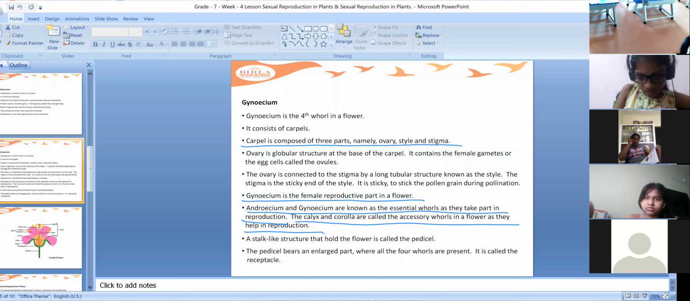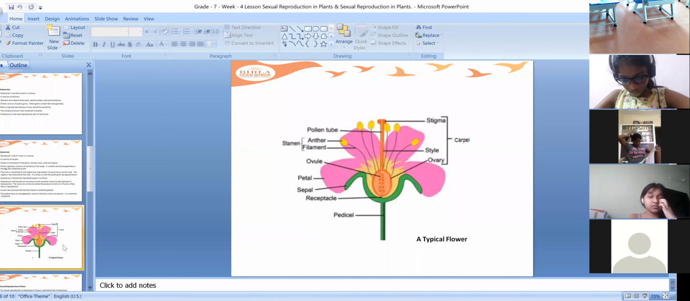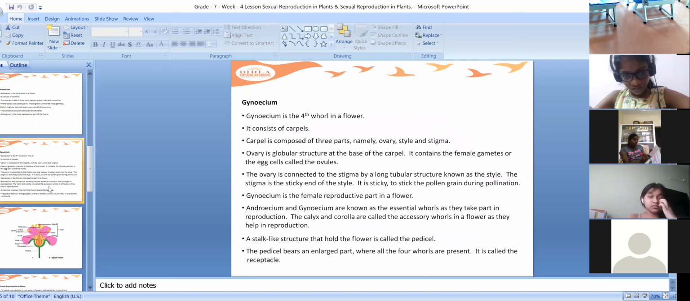A stalk-like structure that holds the flower together is called the pedicel. One thing, I'll just show it to you. Down here you can see the pedicel. It is a stalk-like structure that bears the flower. A stalk-like structure which can hold the whole flower is called the pedicel. The pedicel bears an enlarged part where all the four whorls are present. It is called, underline it, the receptacle.